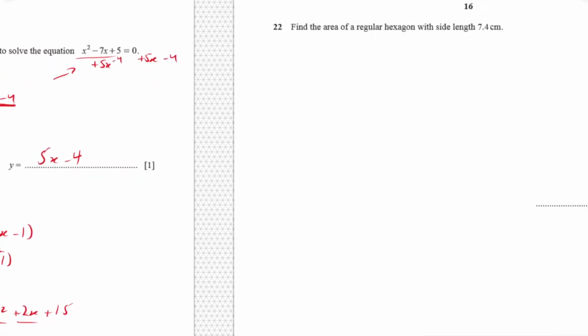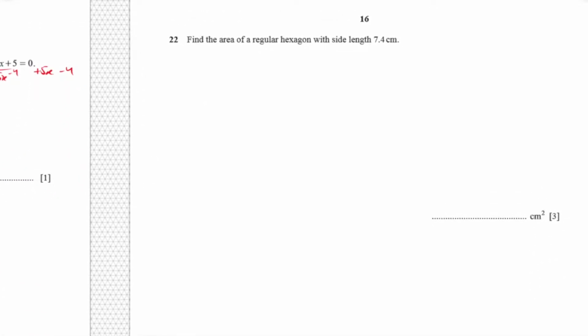Next question, 22. Find the area of a regular hexagon with side length 7.4 centimeters. A hexagon is a 6-sided shape, right? We can draw this here. Of course, it's a rough representation of what a hexagon looks like. Not accurate, not to scale. And they all will be equal, right? All the sides are going to be equal because it's a regular hexagon. And it says that each side is 7.4.